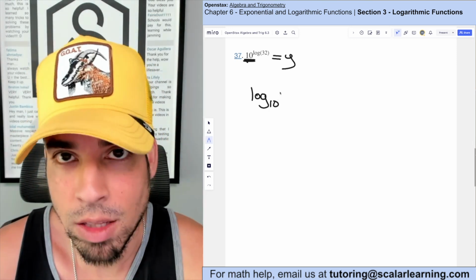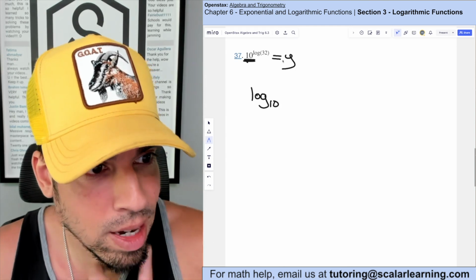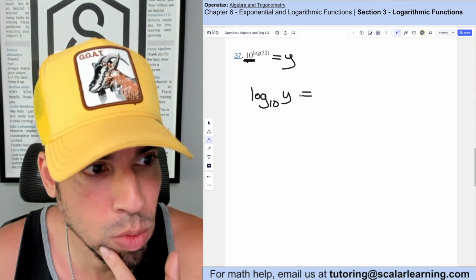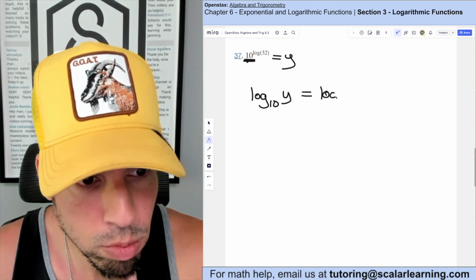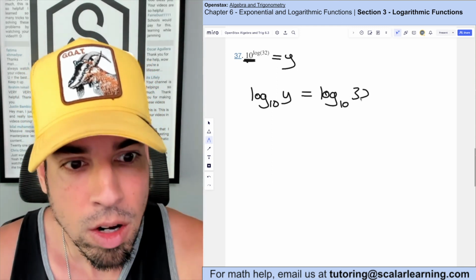Even though regular log implies base 10, we'll still write it. So log base 10 of something, that's the argument here. That's the y value equals, and then we've got log of 32. But remember, when there's no base written, it is the same as log base 10 of 32.